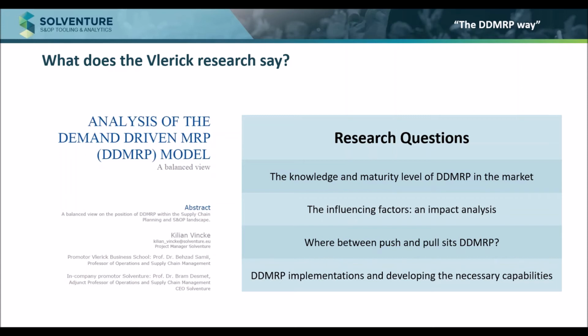And then the last element was, okay, if you want to go through a DDMRP implementation, what do you need to think about and what kind of capabilities do you need to develop? And I think there, obviously, it is about, are you as an organization mature to handle this? Are you ready for a new way of thinking? And are you already aligned with what S&OP really stands for?